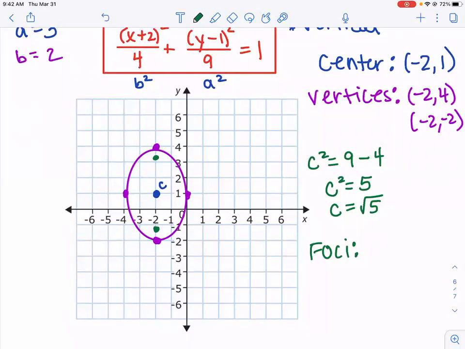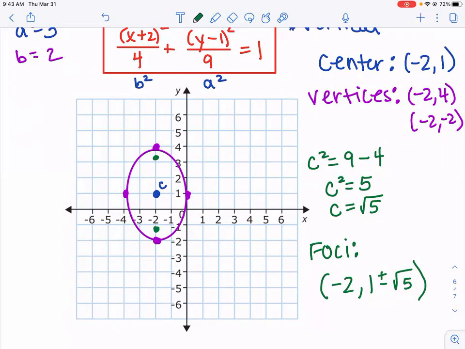And I know that it's a pain to write these coordinates when you have an irrational c value, so I'm going to give you a little bit of a break here. You can say that our center is -2, 1, and we moved up and down radical 5 from our y coordinate. So you can write this as just one coordinate with a plus or minus. 1 plus radical 5 was one of our y coordinates. 1 minus radical 5 was another one of our y coordinates.